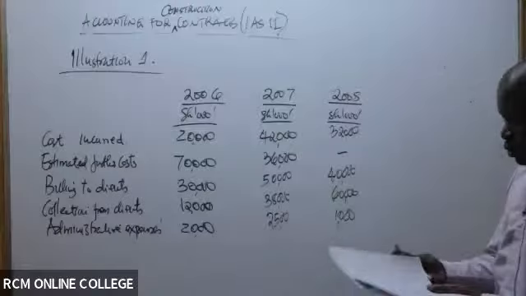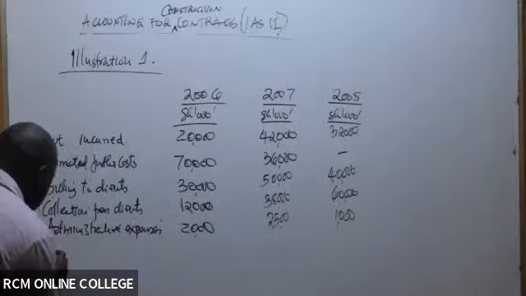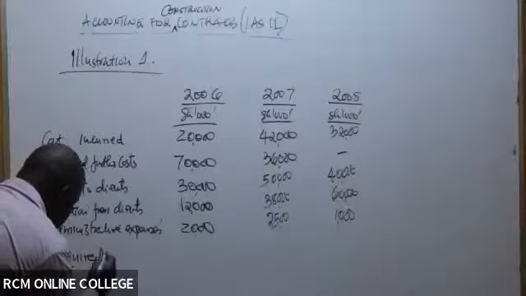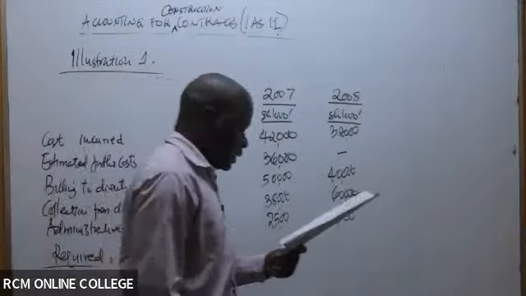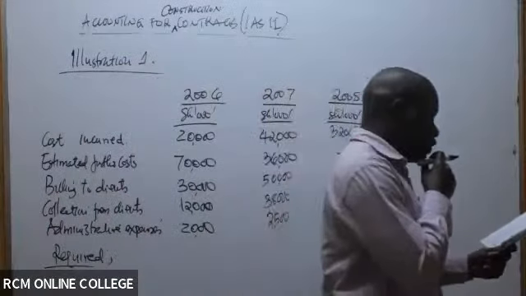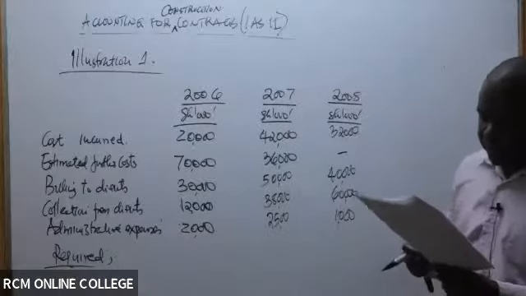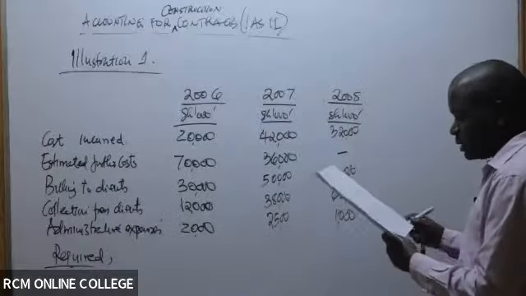We had the table. So after the table, you can now indicate what they require of us. What are we required to prepare? Required. For each of the 3 years, prepare.